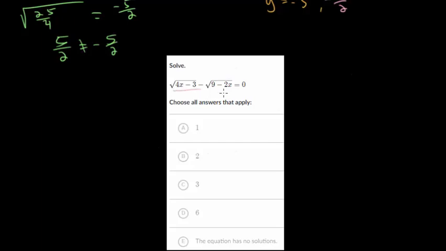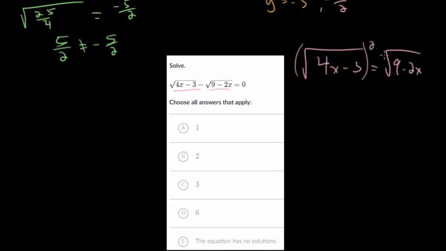Now, for this one, we have two square root terms. And what we can do, since we need to isolate the square root term, well, in this case, we can just add the square root term, or one of them, to the other side. And that way, we're essentially isolating both of them at the same time. And from here, we can just square both sides of the equation, since in both cases, the square root and the square will cancel. And we get 4x minus 3 on the left and 9 minus 2x on the right.